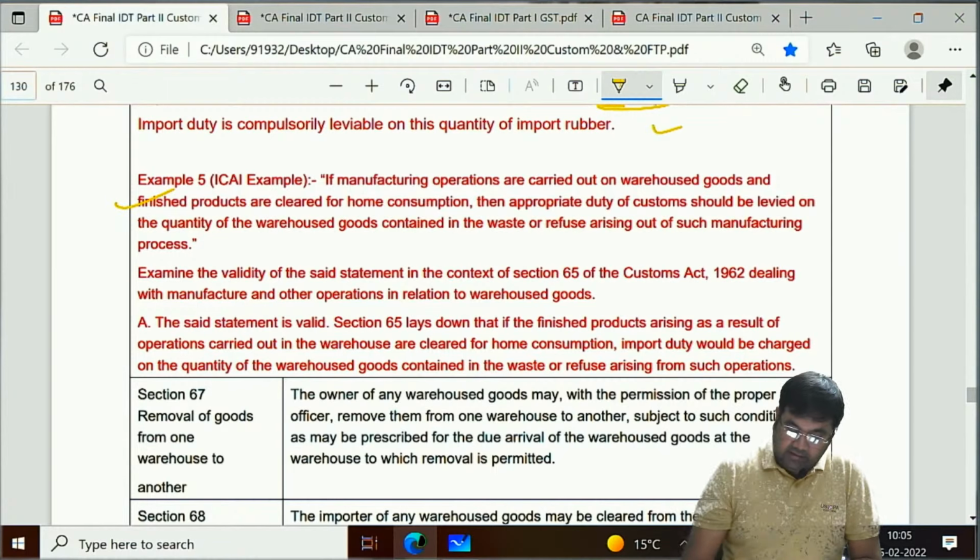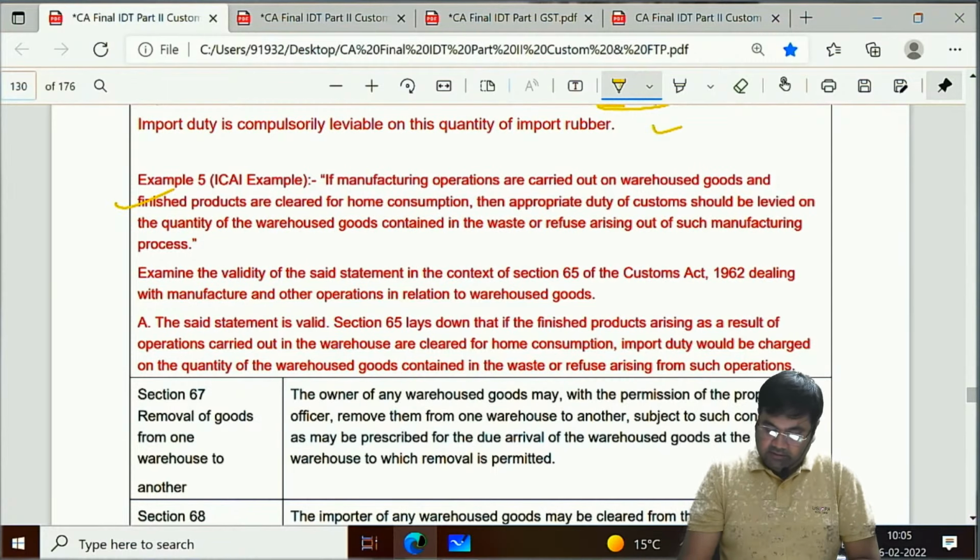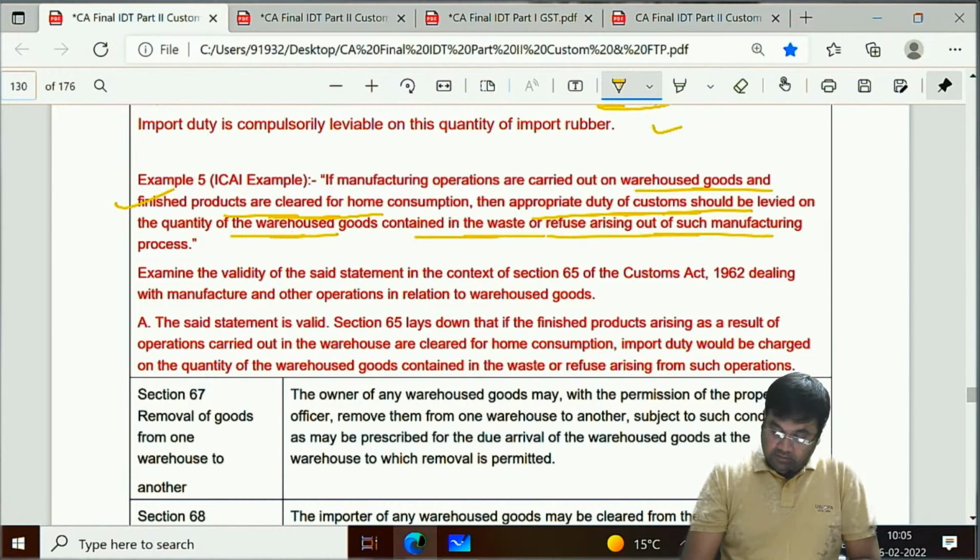Example 5, I say example: if manufacturing operations are carried out on warehouse goods and finished product are cleared for home consumption, then appropriate duty of customs should be levied on the quantity of warehouse goods contained in the waste or refuse arising out of such manufacturing process. Examine the validity of the said statement. Of course it is valid, because on the waste portion, if it is not destroyed, then duty needs to be paid.